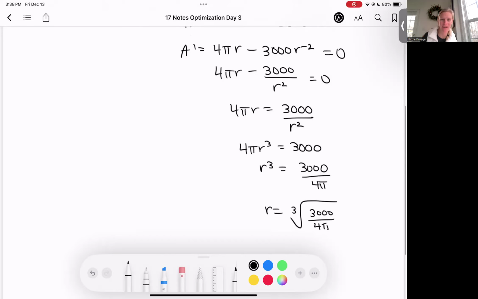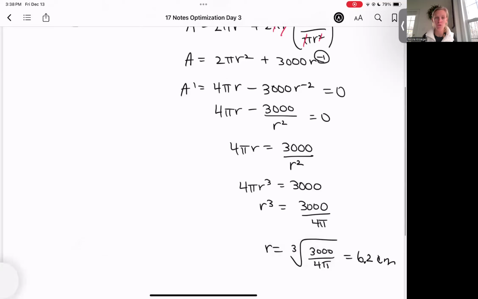So this problem is not really a hard problem. It just has some messy algebra in it. Okay, so when we solve this, we get 6.2. If you type that into a calculator, it's going to be a little bit easier to think about it as 6.2. The units here will be centimeters. Okay, so this is probably our radius, but remember that we need to check and make sure that this is actually a minimum. And so we should ask ourselves, do we have bounds here? Do we have a closed interval that we're working on?